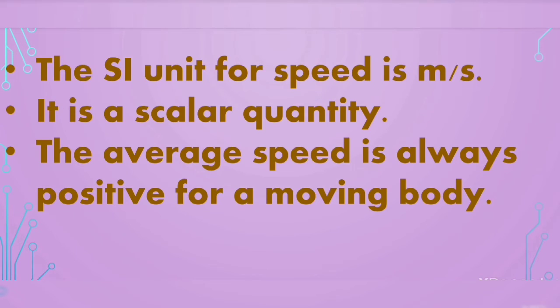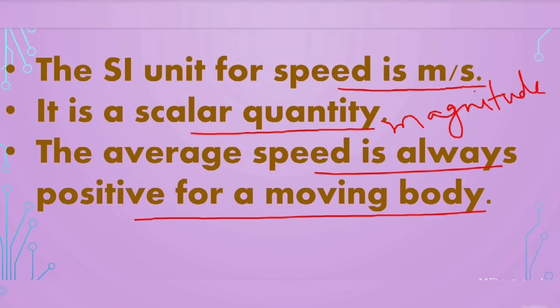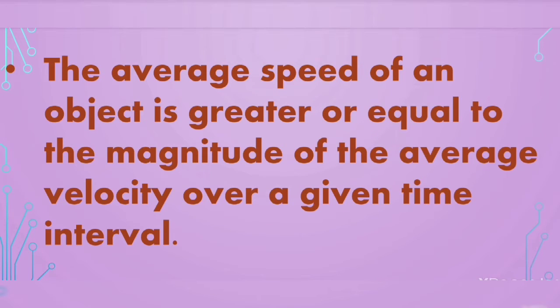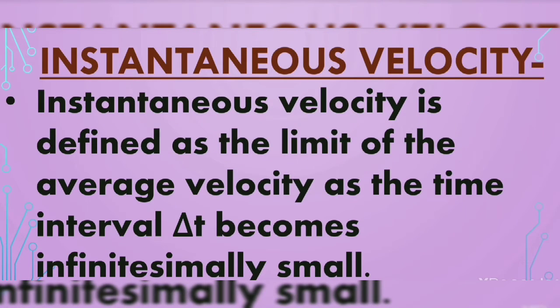The SI unit for speed is meter per second as that of the velocity, but it does not tell us in what direction an object is moving. It is a scalar quantity because it has only magnitude. The average speed is always positive for a moving body. The average speed of an object is greater than or equal to the magnitude of the average velocity over a given time interval.